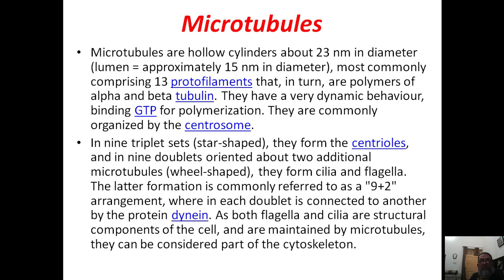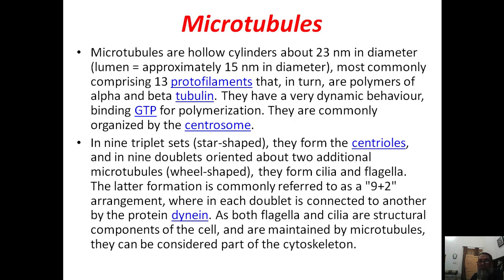In nine triplets, if present in nine triplets in a star shape periphery, they form the centrioles, and in nine duplets oriented about two additional microtubules in a wheel shape, they form cilia and flagella. When triplets at the periphery and no duplet in the center, it is the centriole. When nine duplets with a single duplet in the center, it is the cilia and flagella.